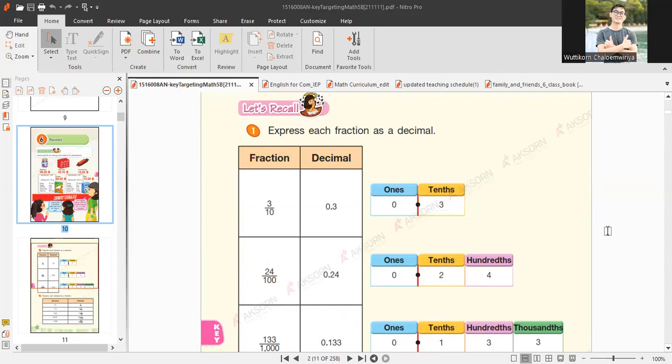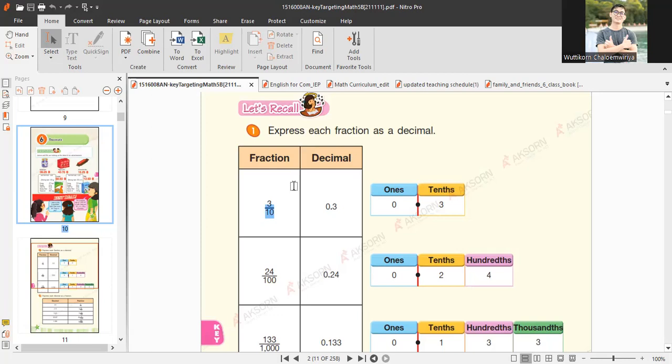Decimals. Pay attention here. We can write fractions as decimals only if the denominator, do you remember the denominator? Of course, all of you remember. If the denominator of that fraction is only 10, 100, 1,000, 10,000.